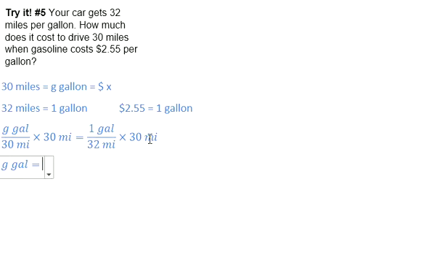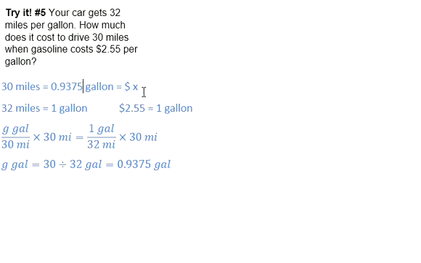The miles cancel out over here, so I have 1 times 30. And that's going to be divided by the denominator. So 30 divided by 32 is going to give me approximately 0.9375 gallons. And I'm going to leave several decimal points here because I don't want to round too early. So that means that 30 miles will use 0.9375 gallons.